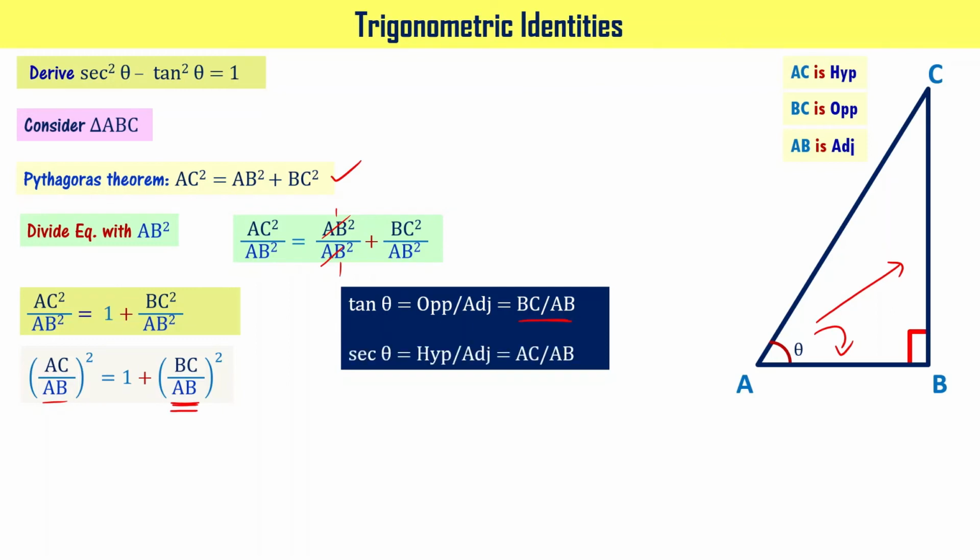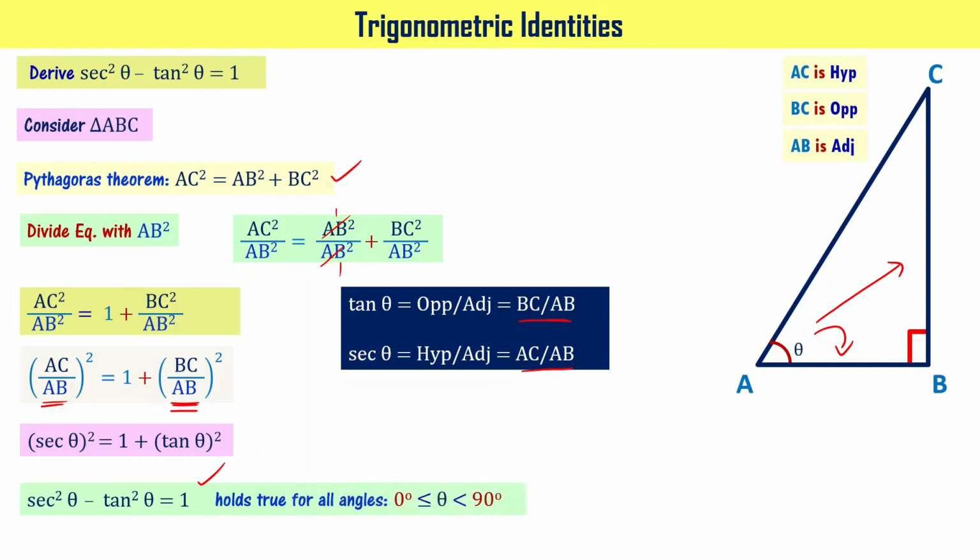And sec theta equal to AC by AB, hypotenuse by adjacent side. AC by AB is sec theta. So we can write it as sec theta whole square equal to 1 plus tan theta whole square. This can be now written as sec square theta equal to 1 plus tan square theta. That can be further rearranged and written as sec square theta minus tan square theta equal to 1. Right? This particular relation holds true for all the angles from 0 to 90.